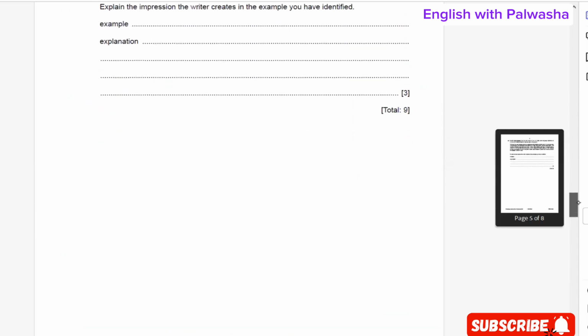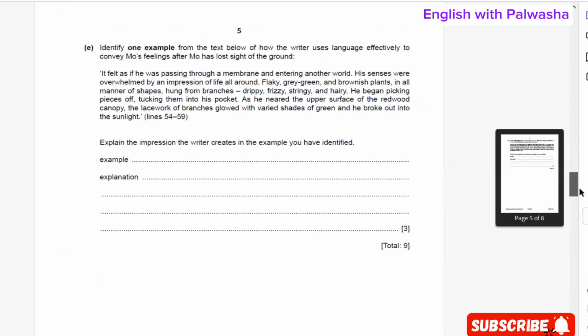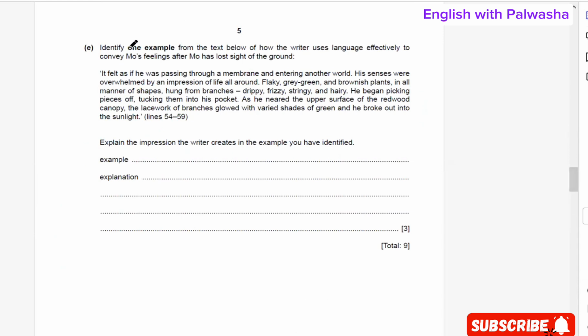Okay, then, my dear students, we have this question, which is the writer's craft question. Identify one example from the text below of how the writer uses language effectively to convey Moo's feelings after Moo has lost sight of the ground. We have got a whole text, my dear friends. Now, what we need to do is pick any one example. One means one example from the text, not all. Just pick one example. For example, we're going to pick, it felt as if he was passing through a membrane. As if he was passing through a membrane.